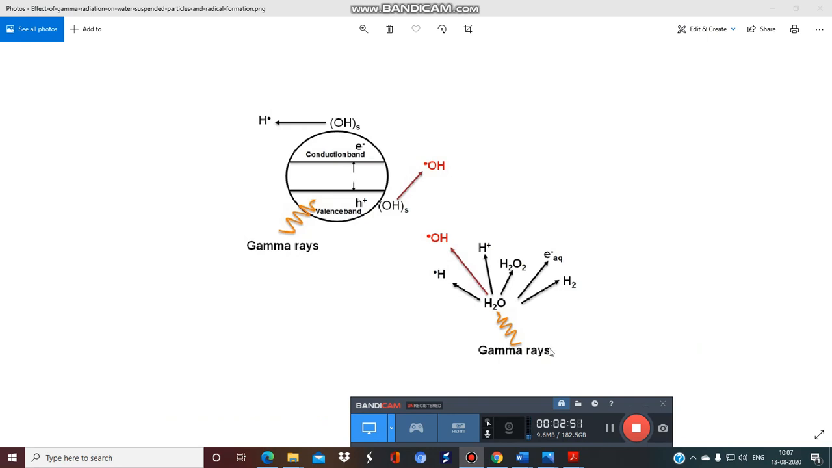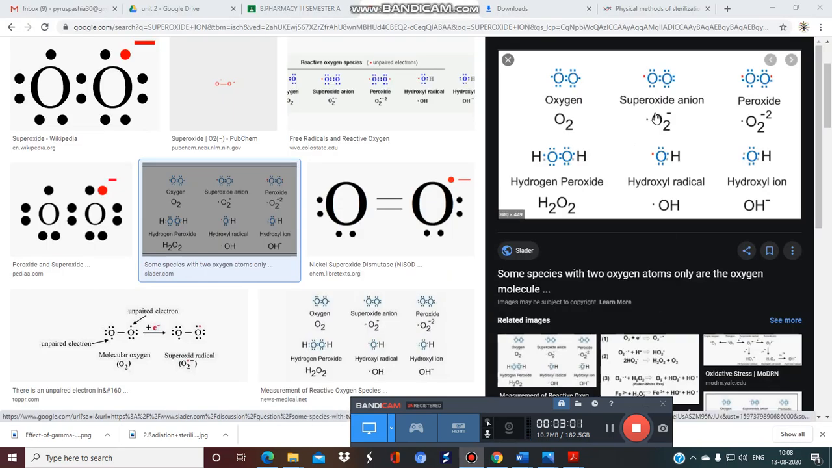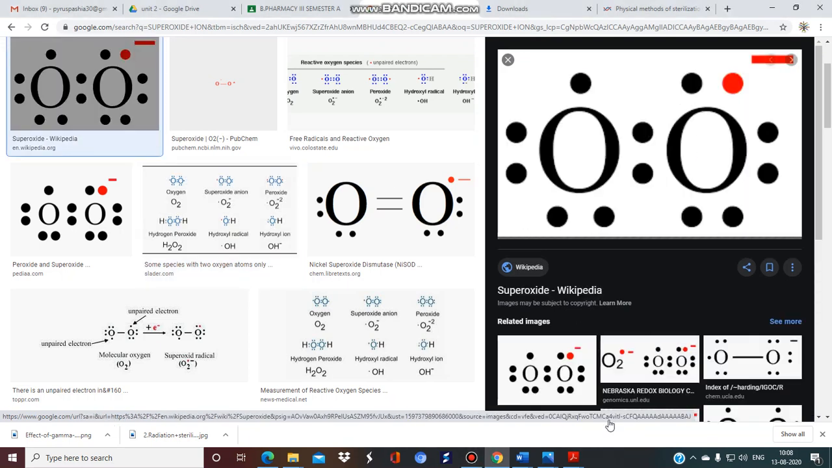Just see this image. The gamma radiation results in the formation of free radicals. This is our prime concern, that it results in the formation of free radicals. These are superoxide ions. So these types of ions are produced by the gamma radiations. This is the superoxide.